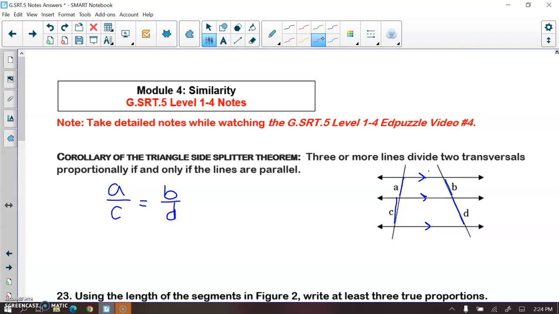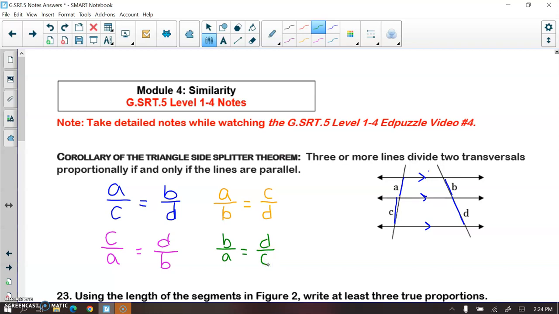Let's write all the possible ways that we can write this. You can also flip these fractions around to do the reciprocals. C over A is equal to D over B. You could have also used A over B is equal to C over D. Or flipping those fractions around, you can do B over A is equal to D over C.